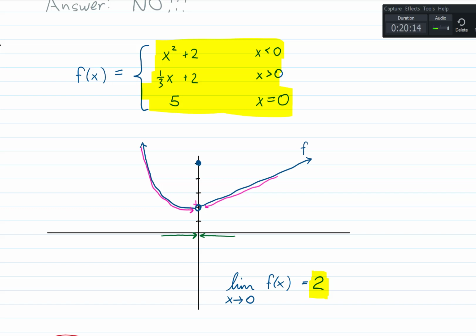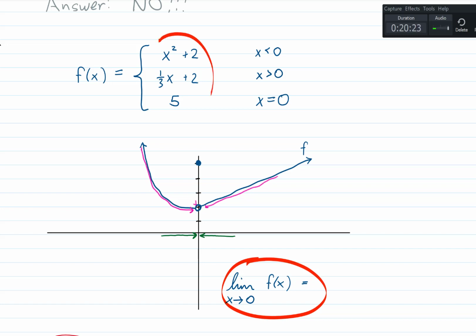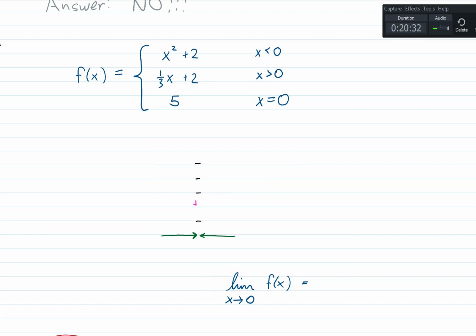So let me show you how we could find this just by using those equations up there, not the graph. So I'm going to erase the graph entirely here. It's okay for you to remember that the limit as x approached 0 came out to be 2. It's okay for you to remember that, but I'm going to show you here how you can use calculations to get that answer. Okay, so here's what you can do.